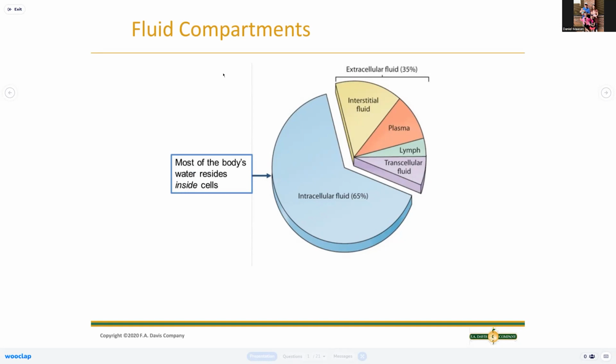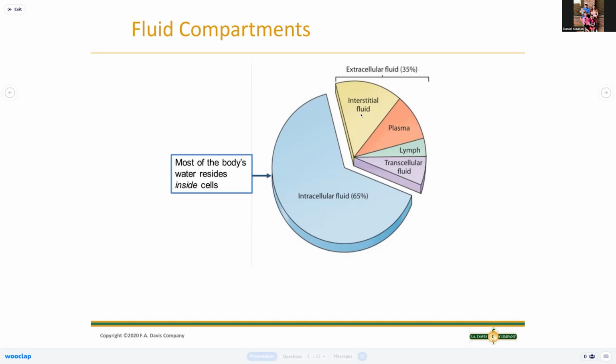One is ICF, intracellular fluid. That's our big section here. Most of the body's water resides inside the cells, so that's the 65%. The other 35% is outside of cells. So this includes interstitial fluid, which is any fluid that is not in a cell, that's kind of in between tissues.